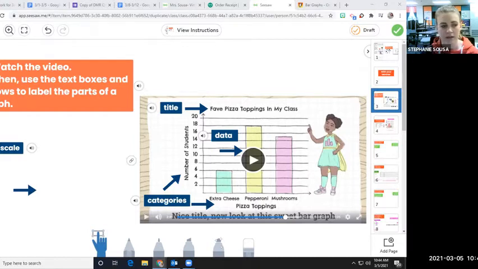All right, let's take a look at the scale. Our scale is here, and our scale shows what we are counting by. It's the numbers there, okay?